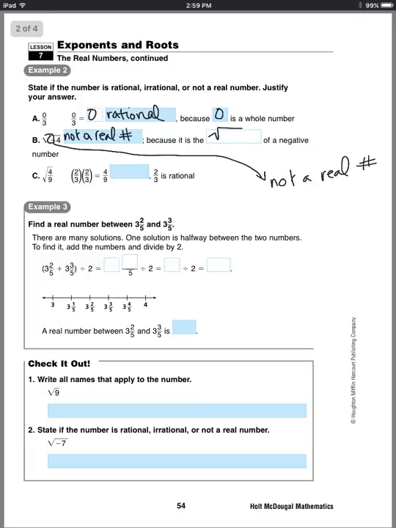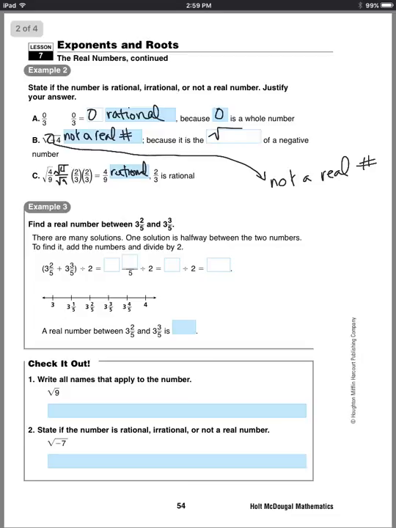The square root of 4/9 is 2/3. Okay, because the square root of 4 is 2. The square root of 9 is 3, because we set that up as the square root of 4 over the square root of 9. The square root of 4 is 2, square root of 9 is 3. So it is rational because you can make an actual fraction out of it.